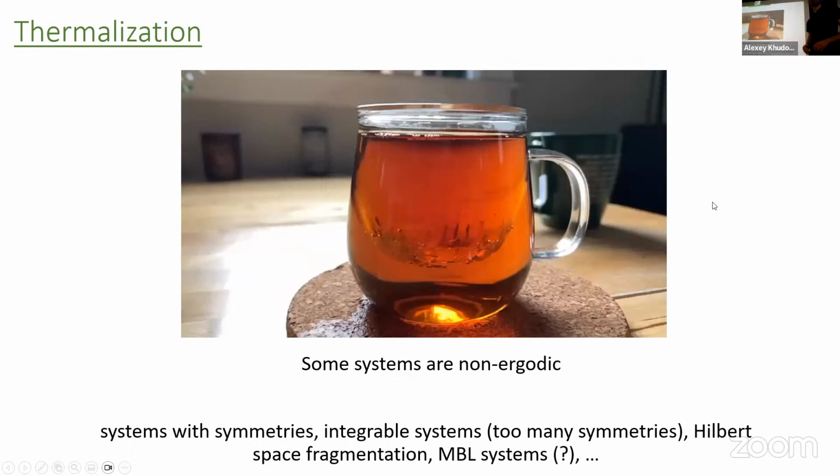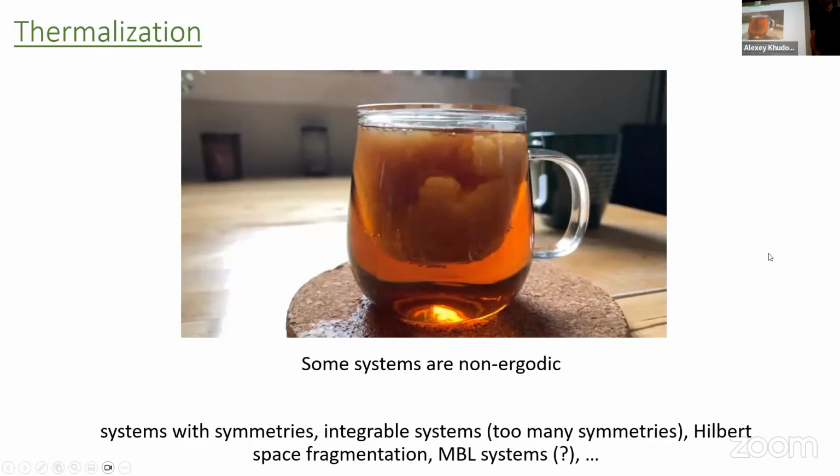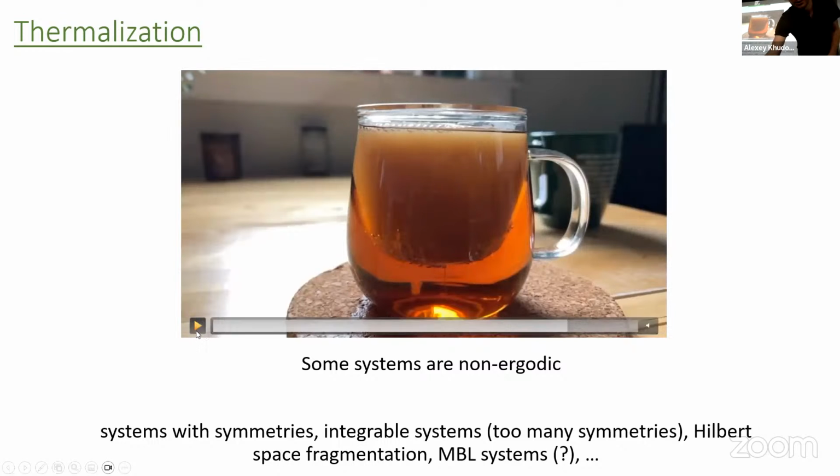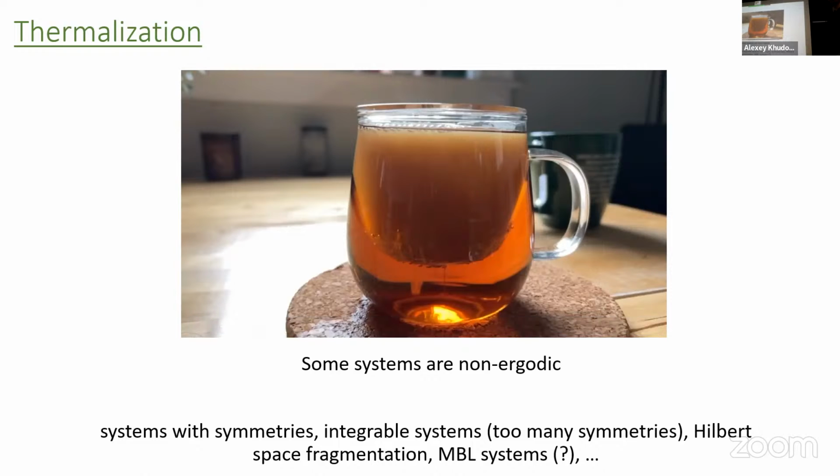Some systems might be non-ergodic, meaning that they actually don't explore the whole available phase space. Here you can see that the milk actually does not go to the bottom part of the cup. Such behavior we can observe in systems with symmetries. If you're in a particular symmetry sector, then the system will not go into other symmetry sectors. And in integrable systems, we have so many symmetries that they completely define the behavior of the system.